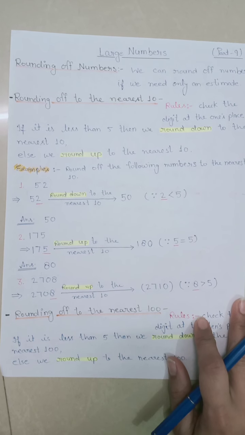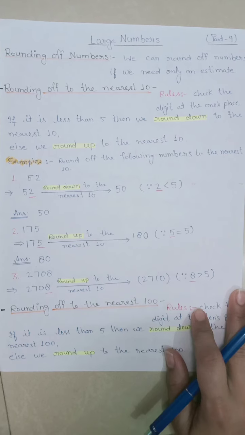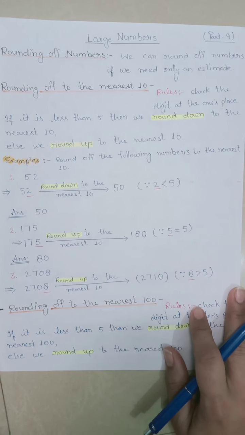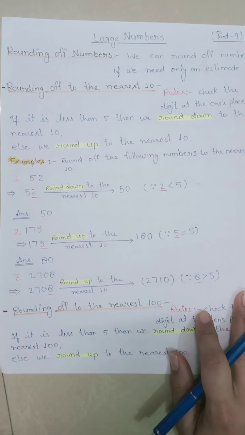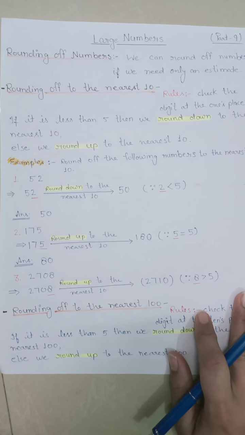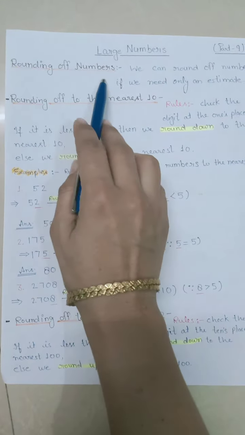As all of you know, Chapter 1, Large Numbers, is going on and we have discussed most of the topics in this chapter. Hope all of you have understood these topics properly. Today we will learn about the topic: rounding of numbers.